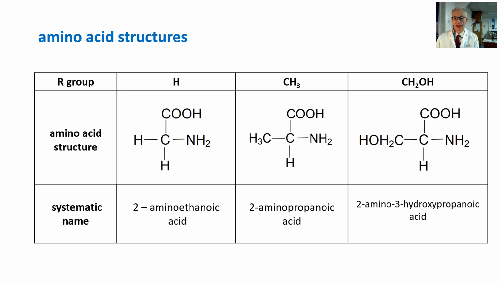So if we look at the third example, again, we need to identify the longest carbon chain. So starting with a carboxyl group, the longest carbon chain is of 3, so it's going to be named as a propanoic acid. On the second carbon there's an amine group, so 2-amino, but on the third carbon there is a hydroxyl, so it's 2-amino-3-hydroxypropanoic acid.